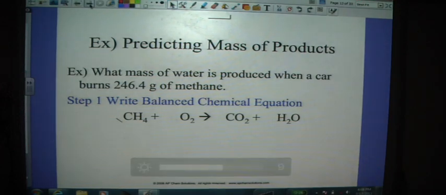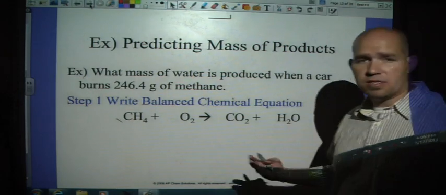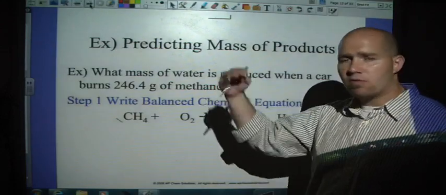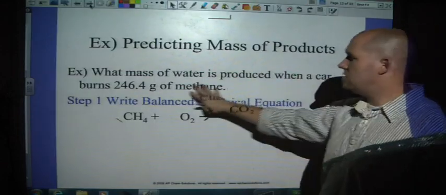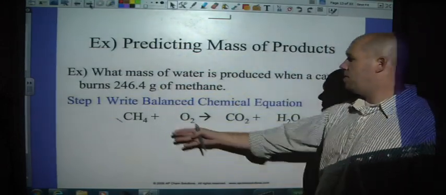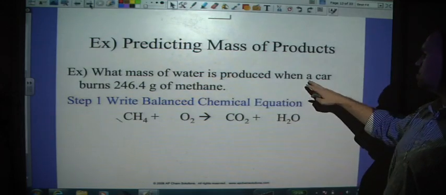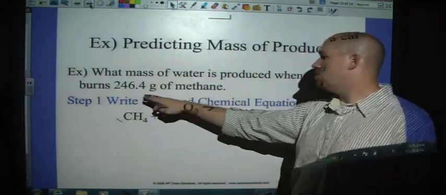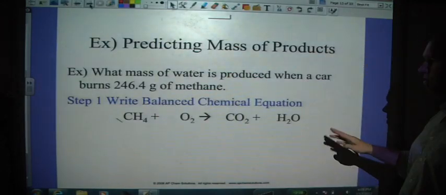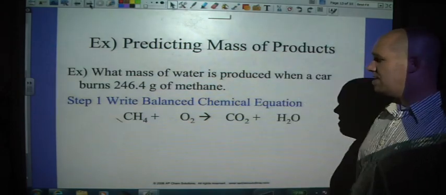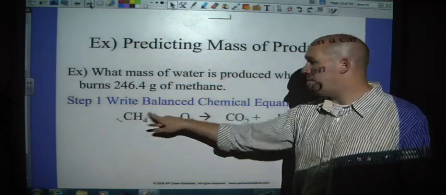Okay, so getting into this, how we will commonly even start out in this course, expectations are of course higher with it being AP. Given just this sentence here, you would need to come up with this balanced equation. What mass of water can be produced when a car burns 246.4 grams of methane? Okay, so if we're not given this equation, you need to know that this is methane and oxygen as part of this combustion reaction.